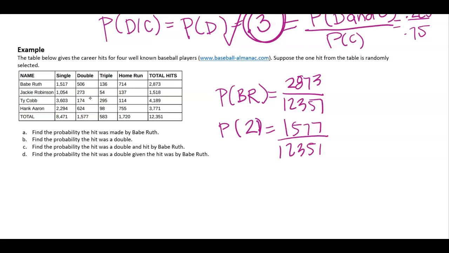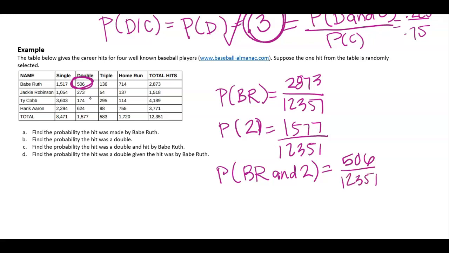If I want to find the probability that the hit was a double and that it was hit by Babe Ruth, well, that's only this intersection, if you will, of being both Babe Ruth and a double. So I'm going to say that that's only 506 out of the total.